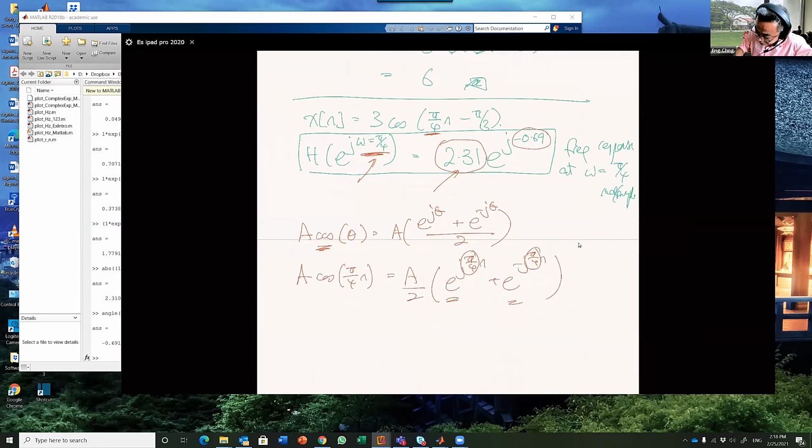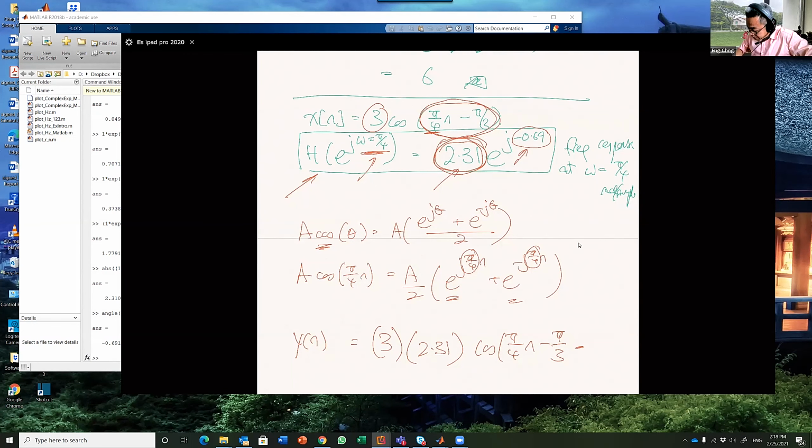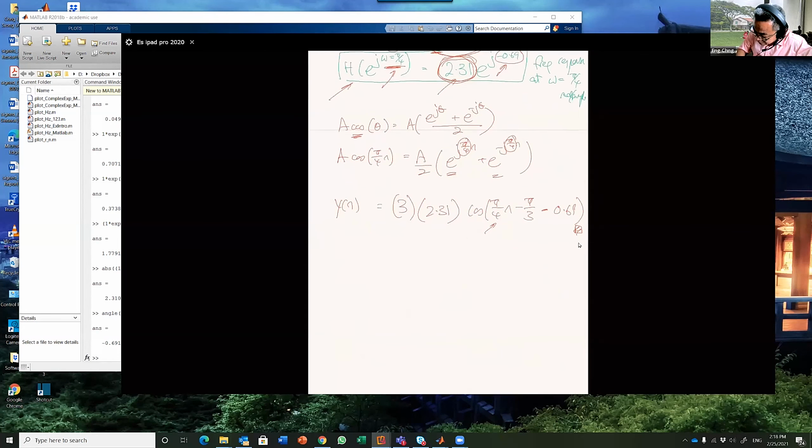The output is simply, my input is 3. My output y of n is equal to 3 times what, guys? 2.31. Yes? This guy. Then cosine pi over 4n minus pi over 3. This is the original equation, no change. But what else changed? Minus 0.69. Finish. So this is the output for this frequency. So overall, y of n is equal to 6 plus this guy.